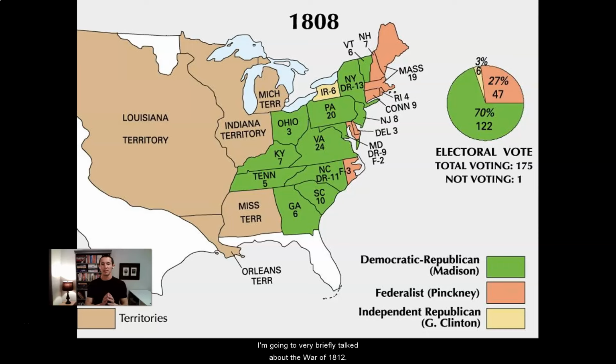I'm going to very briefly talk about the War of 1812, not all of it, but just some of the important points. In 1808, after Madison was elected for the first time, he had to immediately deal with the British. Remember, the British are oppressing American sailors. They are violating U.S. neutral rights, and the United States kept trying to negotiate, but England is fighting for its very survival, so it was having none of it.